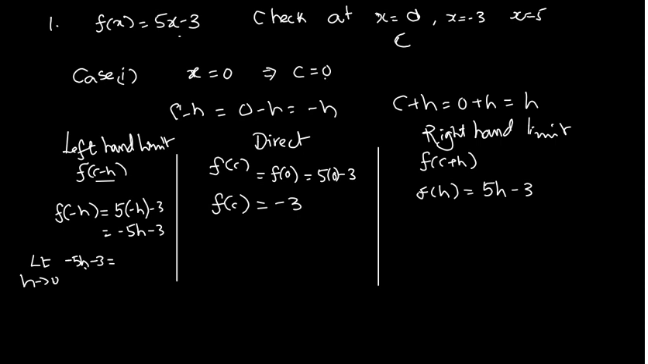case 2 would be x equal to minus 3. That is nothing but c is just minus 3. And case 3 would be x equal to 5. That means c is 5. So we will do exactly the similar thing. So directly we write, I am doing with LHL.